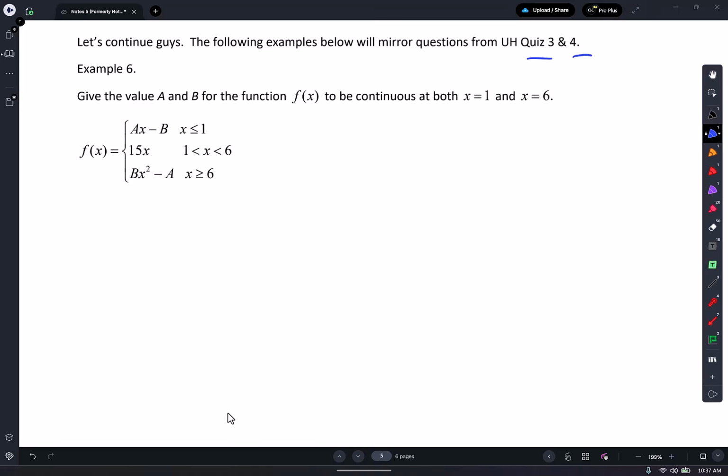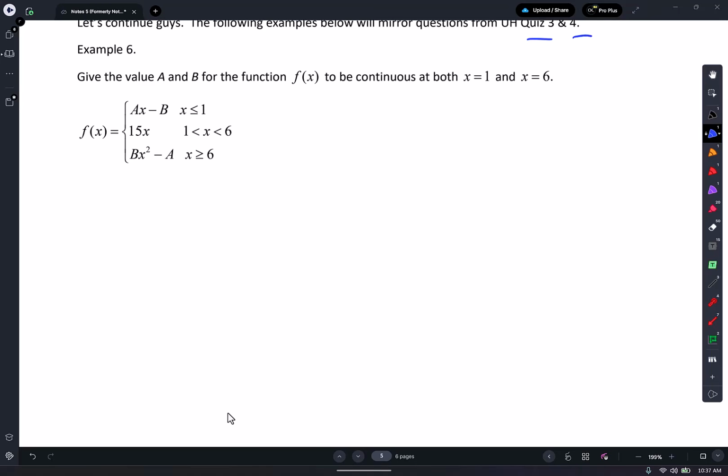Relax. Look, in order for this function to be continuous at x equals 1, the y value of the top has to equal the y value of the middle. Because as I approach x equals 1 from the left, the y value of the left has to equal the y value from the right. Does that make sense, guys? Same thing at 6, the y value as x approaches 6 from the left has to equal the y value as x approaches 6 from the right.